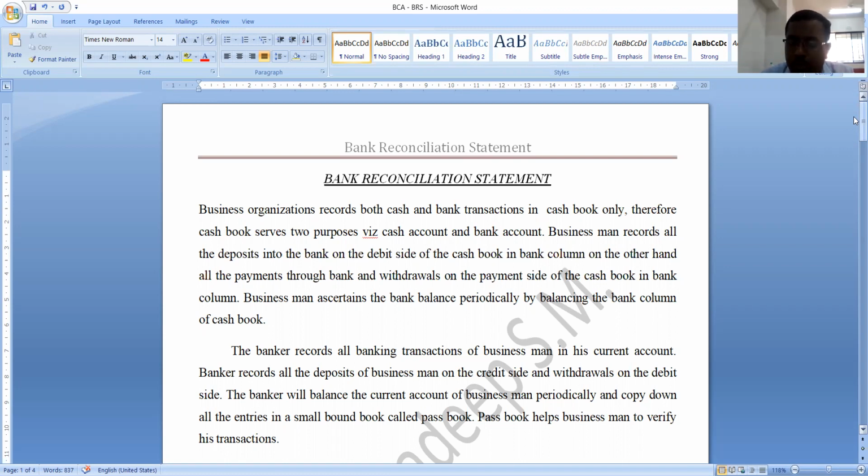As I told you, this particular module consists of two concepts. The first concept is depreciation and the other concept is bank reconciliation statement. From this module, they may ask one 5 mark question and one 10 mark question. Suppose a 5 mark problem is on depreciation, then the 10 mark problem will come on bank reconciliation statement. If the 5 mark problem is on bank reconciliation statement, then the 10 mark problem will come on depreciation.